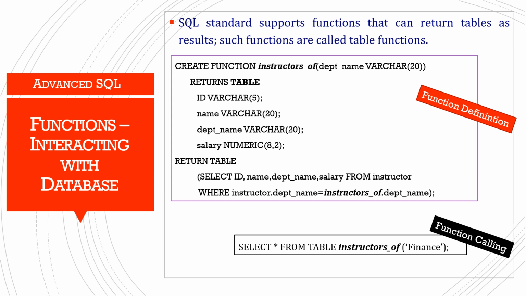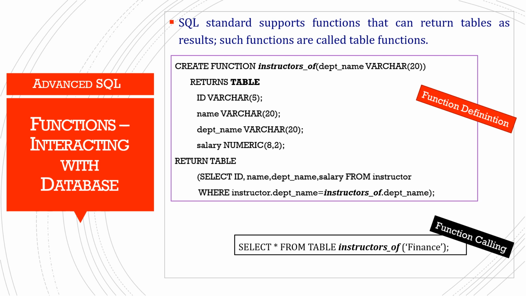So this instructors_of is the function that we just created, and we are passing one parameter to that function, right? So that department name should be passed here. So here we are making use of this dot operator. Okay, so we are checking whether the department name in the instructor table is the same as the parameter that we passed to the function instructors_of.